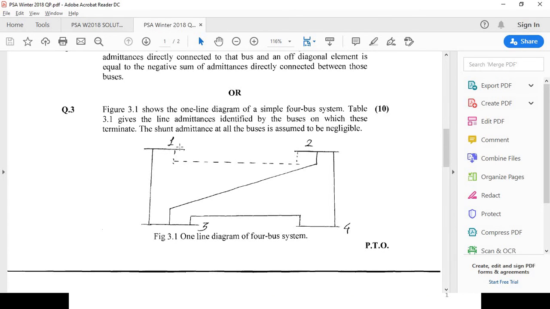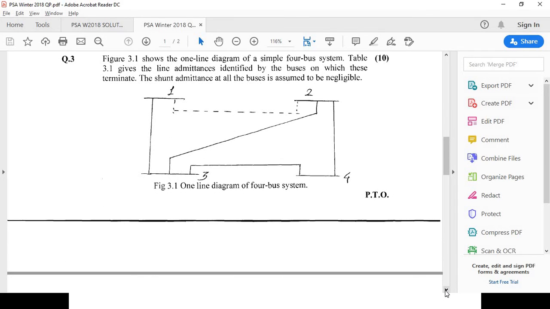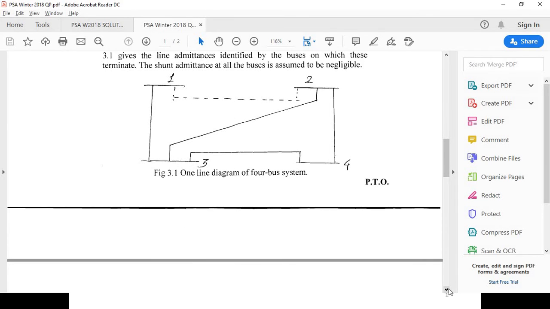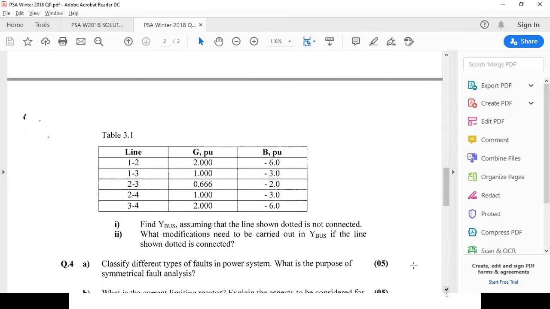So for Y11, that is the positive sum of all the admittances which are connected to bus 1. But from the diagram, since the dotted line is not connected, only bus number 3 is connected to bus number 1. So the positive sum of admittances connected to bus 1 is y13, and from the table it is clear that y13 is nothing but 1 minus j3.